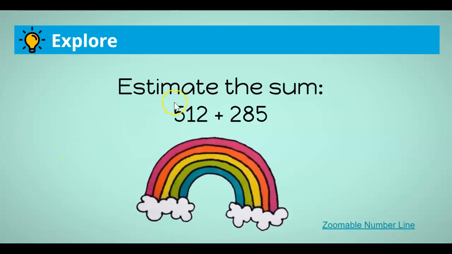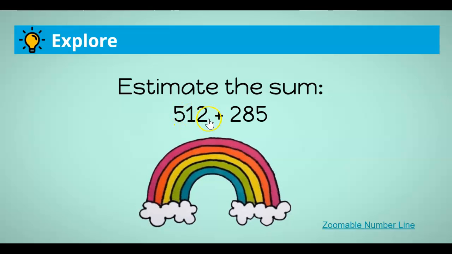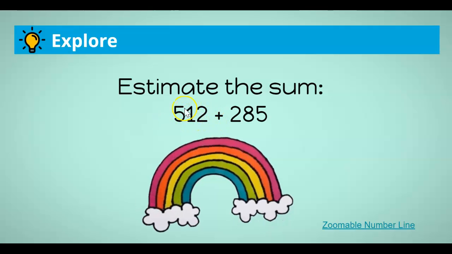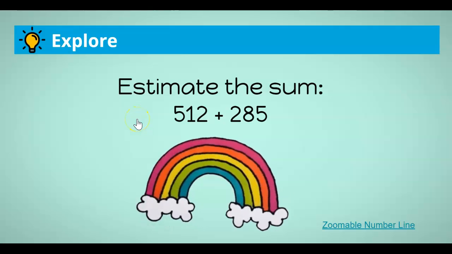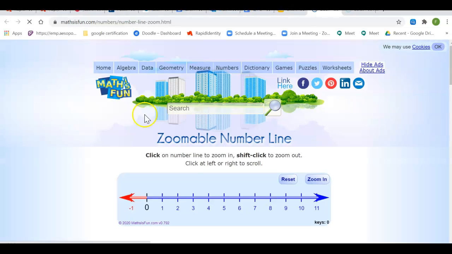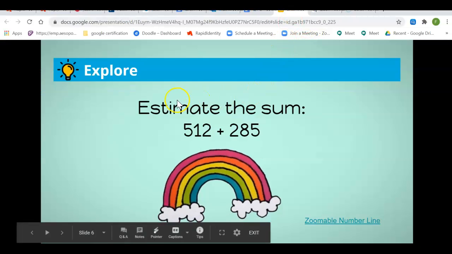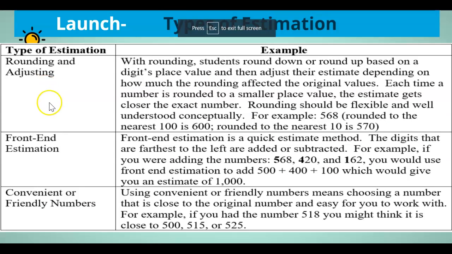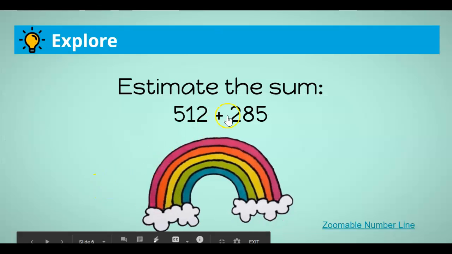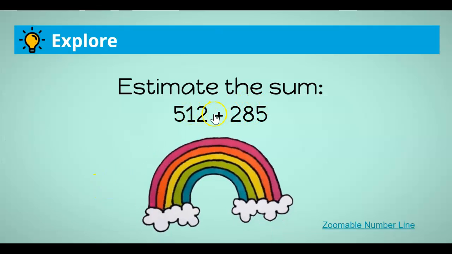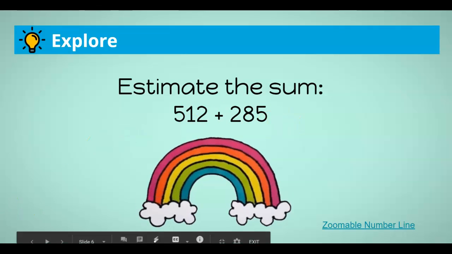So on our next slide, it says estimate the sum 512 plus 285. Not necessarily solving the problem in your notebook. Using one of the methods that we've talked about on our previous slides, rounding and adjusting, front-end estimation, or using convenient or friendly numbers, I want you to estimate your answer for this in your notebooks. We're going to pause for a minute.